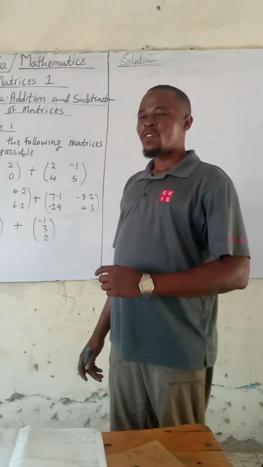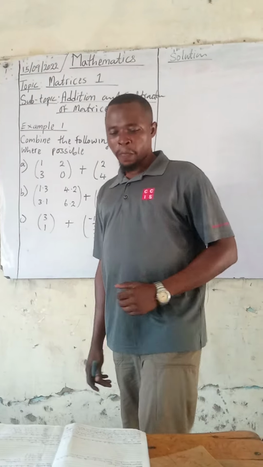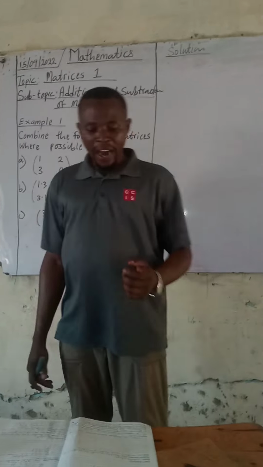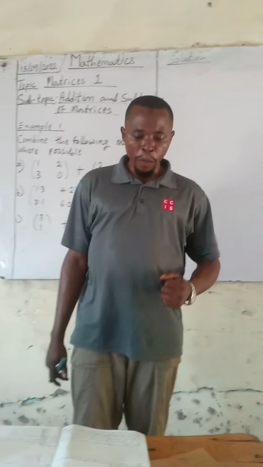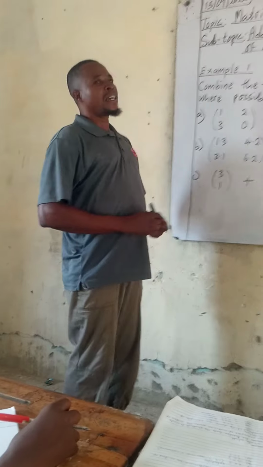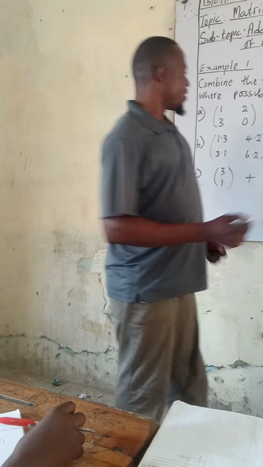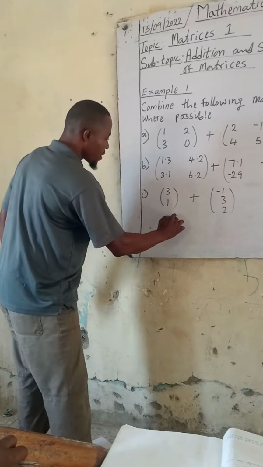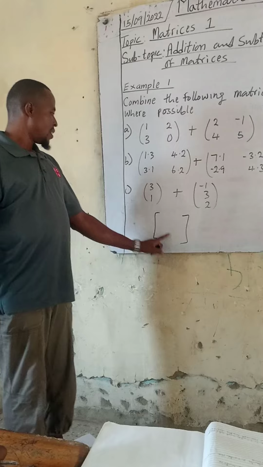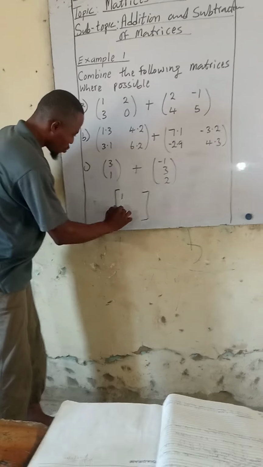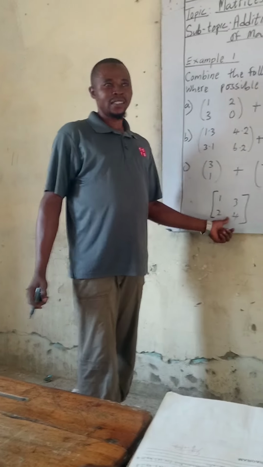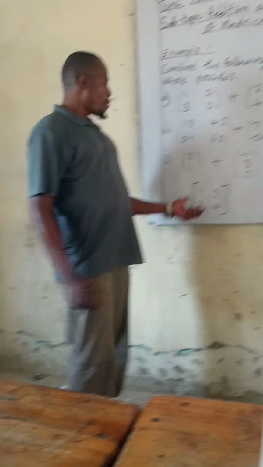Is matrix, while matrices is the plural form. So now, matrices is a set of numbers or elements arranged in a rectangular array or pattern. So that's the definition of matrices. And what do they mean by rectangular array? That's when you have this kind of bracket, and you now have 1, 2, 3, 4. All what you have inside, we call it elements. So these are the elements of matrices.